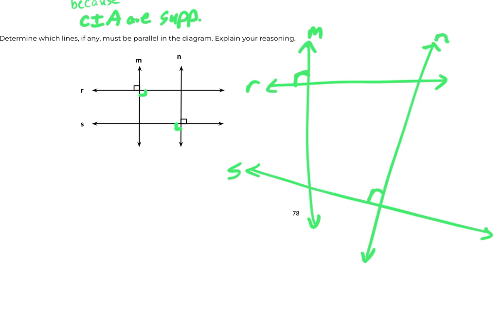So, if I redraw this picture a little bit, are M and R still perpendicular? Are N and S still perpendicular? Are R and S parallel? What about M and N? Are they parallel? No. So do we have the same information as we have over there? Yep. Okay. But now are these lines parallel? No. Okay. So the way that they draw the line is definitely tricky, right?